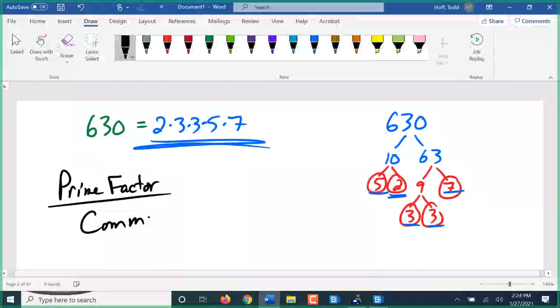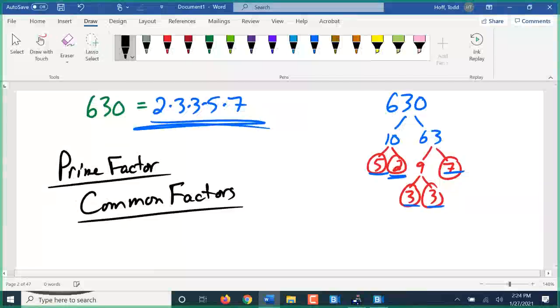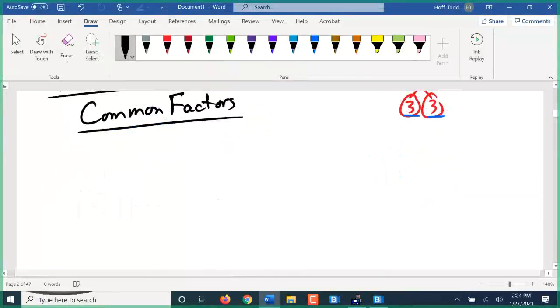Something called common factors. Now let's just do 16 and 24. I want to list all factors, not just the prime factors, but all factors of each.